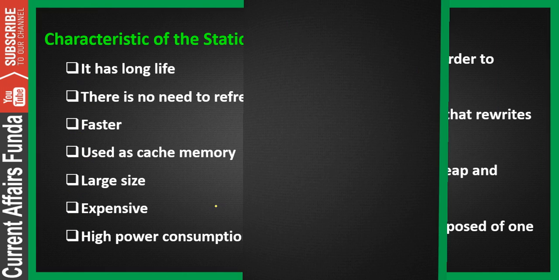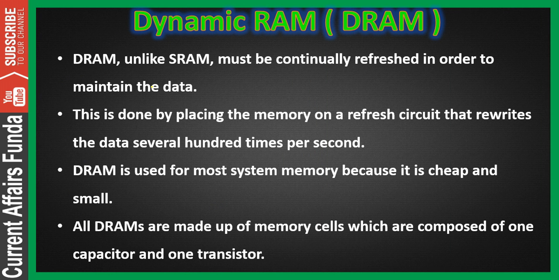Okay. Now we are going to dynamic RAM. What is dynamic RAM? DRAM, unlike SRAM, must be continuously refreshed in order to maintain the data. मैं आपसे पहले ही कह चुकी हूँ कि स्टैटिक रैम में तो जरूरत नहीं पड़ती, बट डी रैम में आपको अपना डेटा मेंटेन करने के लिए बार बार उसे रिफ्रेश करना पड़ता है. So that is the mechanism that in DRAM continuous refreshment is done to maintain the data.